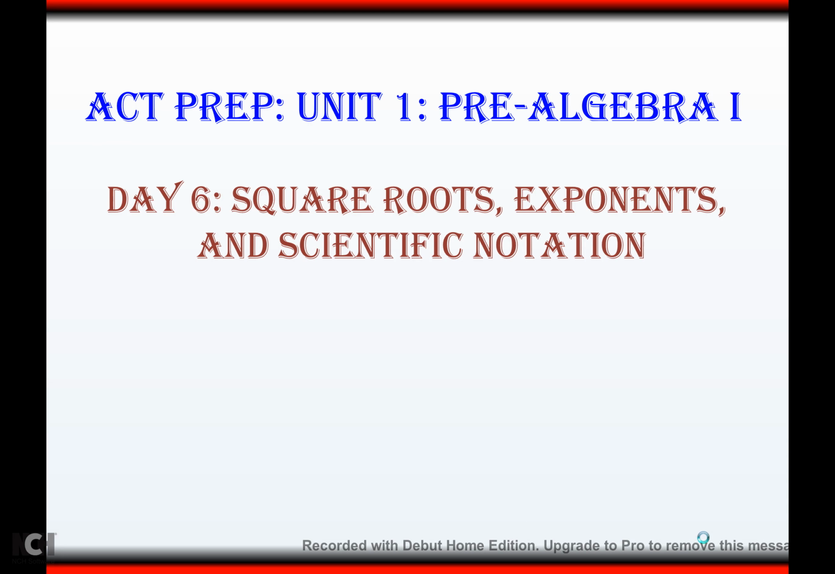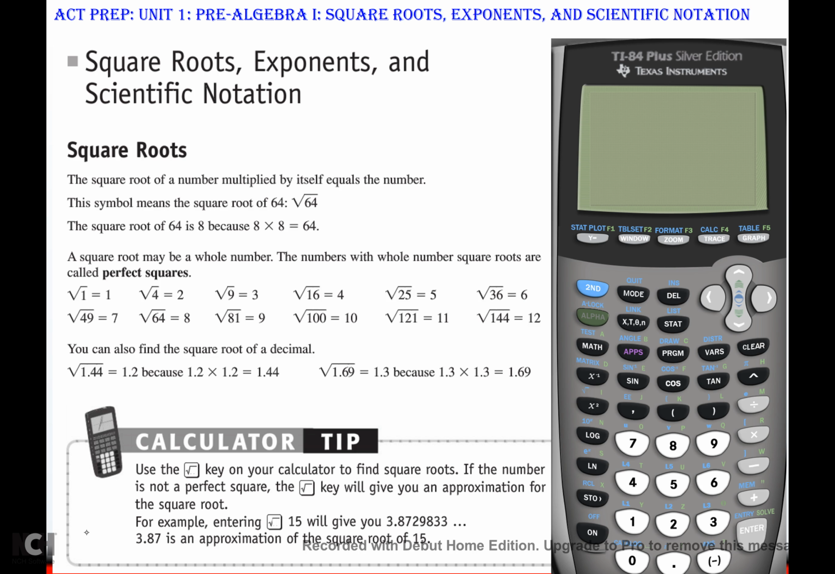All right, today we are on day 6 of ACT Prep Unit 1 with Pre-Algebra 1 topics. Today we're going to talk about square roots, exponents, and scientific notation. All right, for square roots, the square root of a number multiplied by itself equals the number.